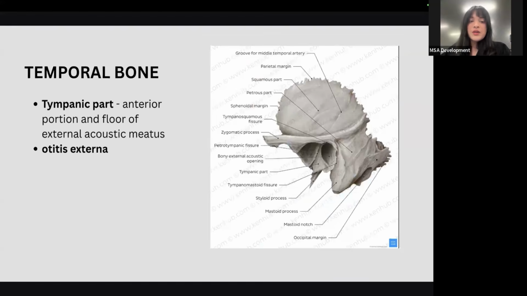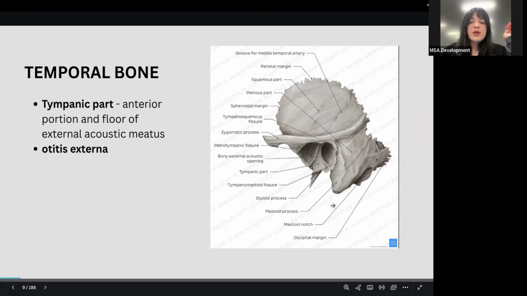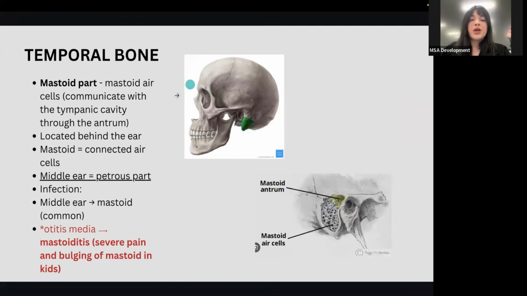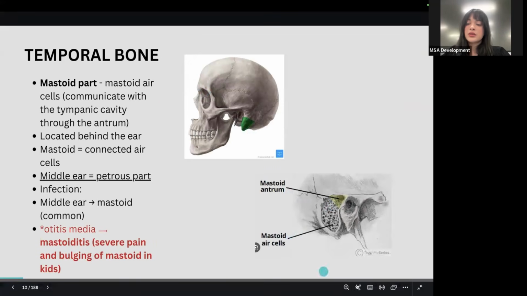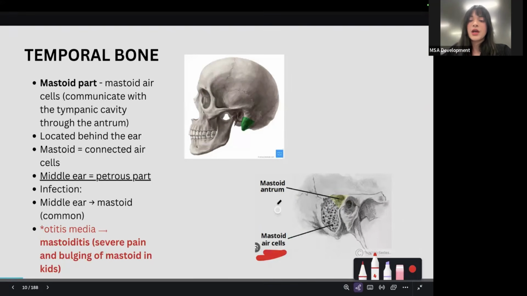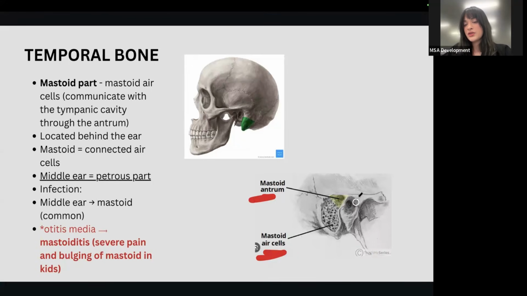Then we move on to the tympanic part, the anterior portion and floor of the external acoustic meatus. We just discussed this. And then we move on to the mastoid part. So this contains mastoid air cells. So if you can look over here, let me draw on the page. So these are the mastoid air cells, and this is the mastoid antrum. So this is the mastoid area, and this is the external ear opening.